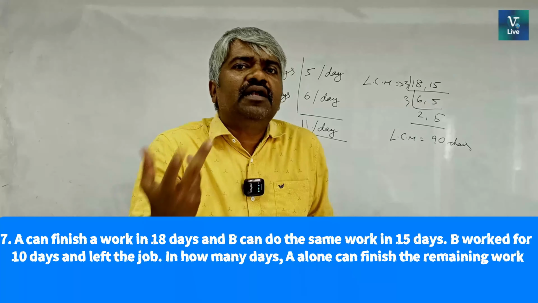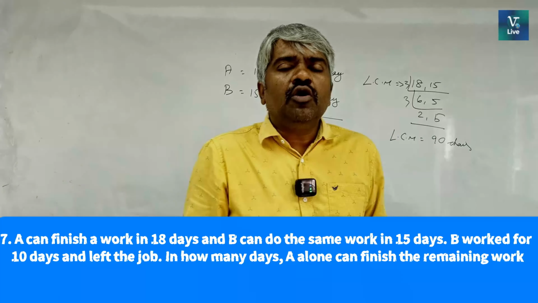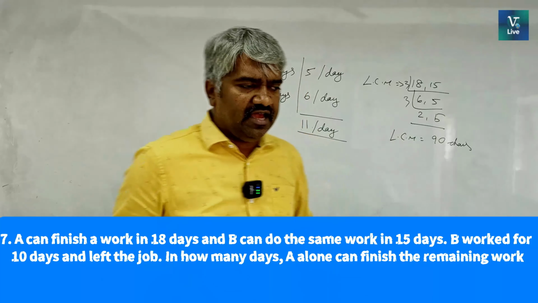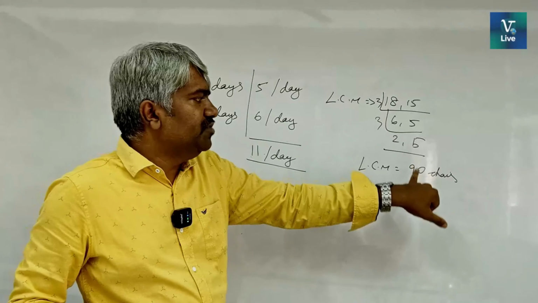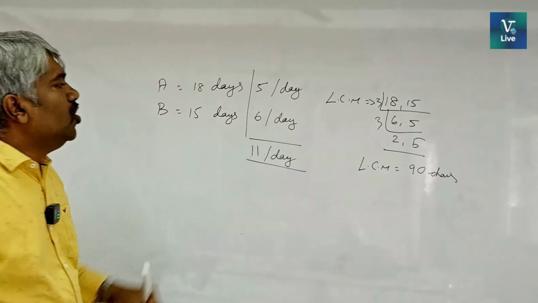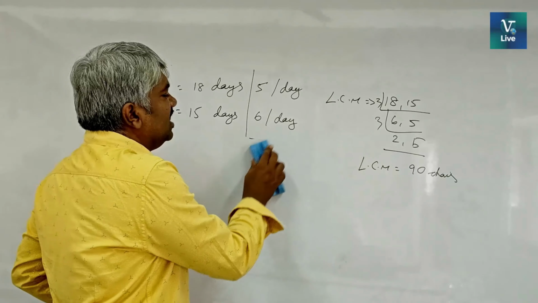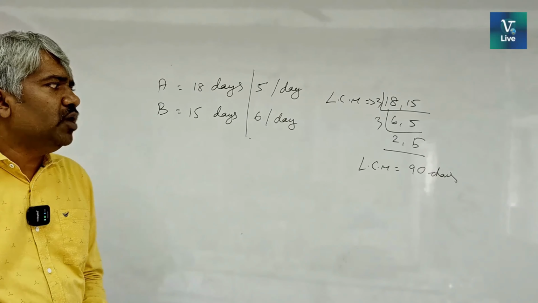Now, the remaining part of the work has to be done by person A alone. So, how much time will person A take? 18 and 15. If you find the LCM of this, you will get 90 chairs. Now, A alone can complete 5 chairs in one day. B alone can complete 6 chairs in one day.